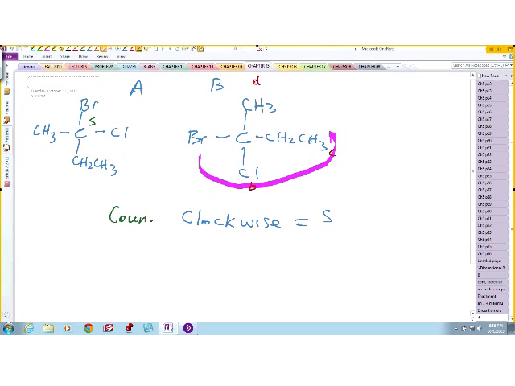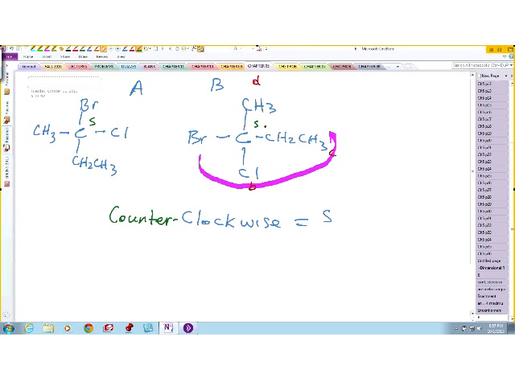Counterclockwise. Counterclockwise, which is S. Thank you. So it is S. Do we need to make a switch? No, because the group of lowest priority is already going away from you, which obeys the IUPAC rule guideline. Okay, which is what it's supposed to be.